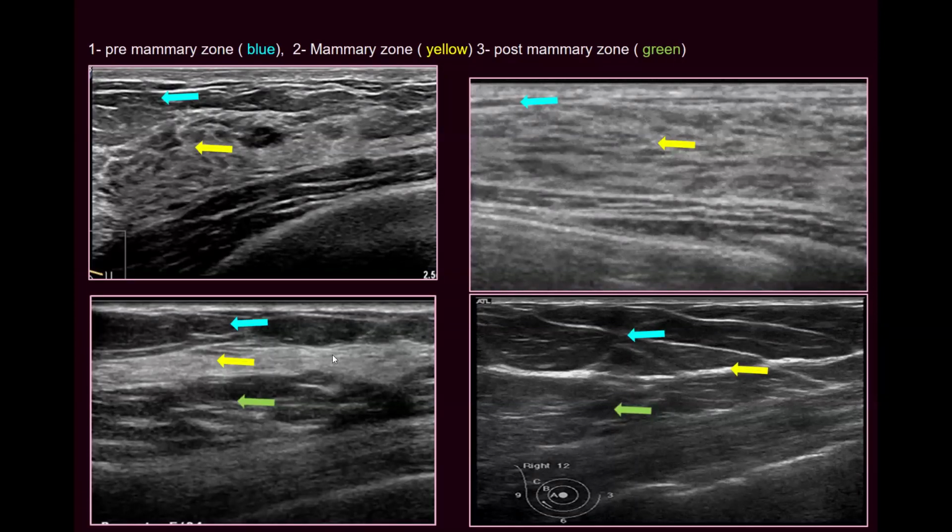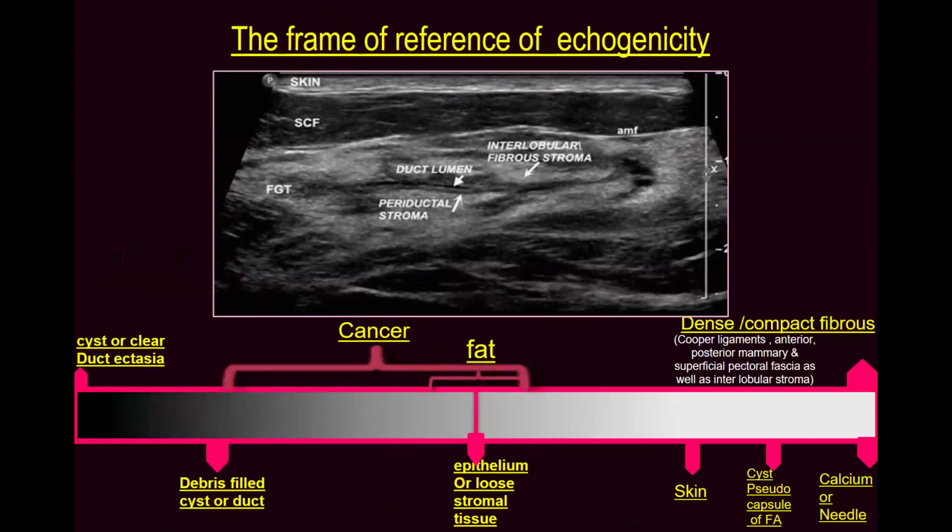Okay. Here we can say that there is a pre- and retromammary zone, with a good amount of retromammary fat because it is partially involuted. And this one is almost all involuted. The mammary zone is very thin, and the whole breast represents pre-mammary fat and a large layer of retromammary fat or retromammary zone.